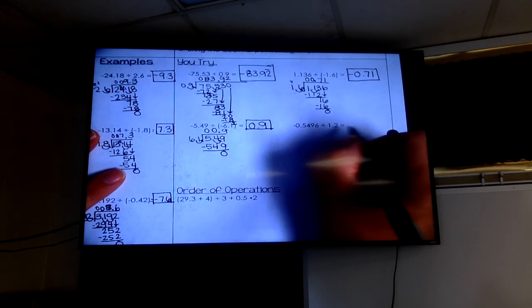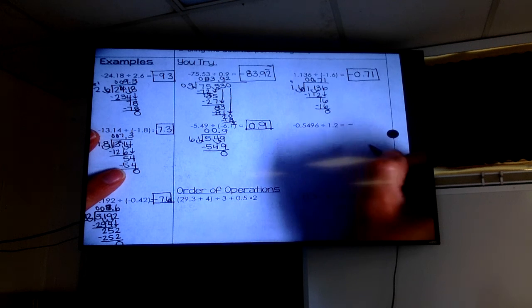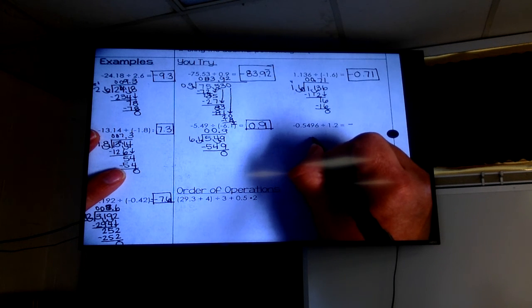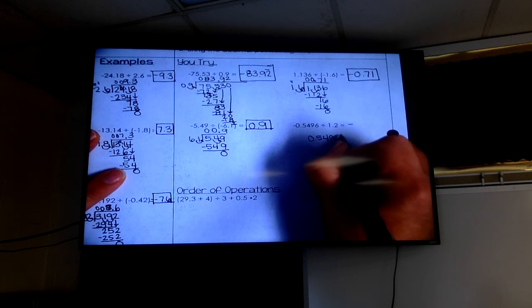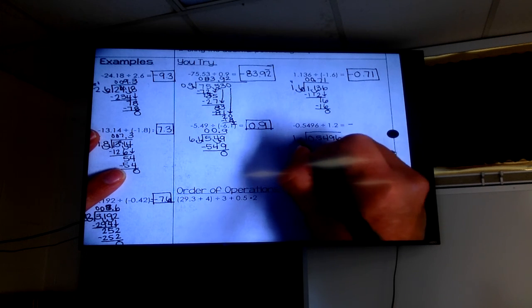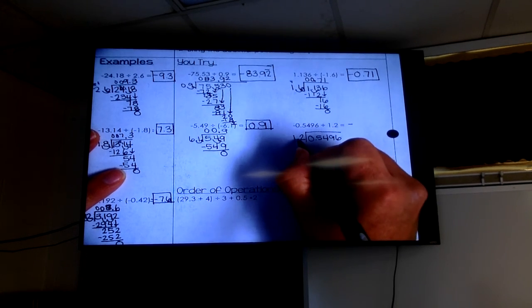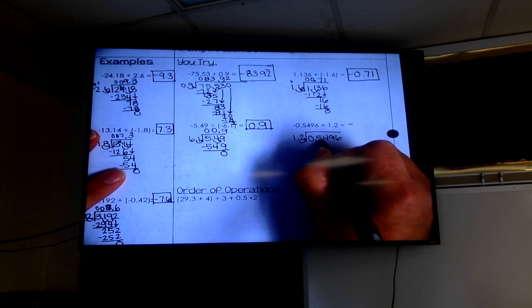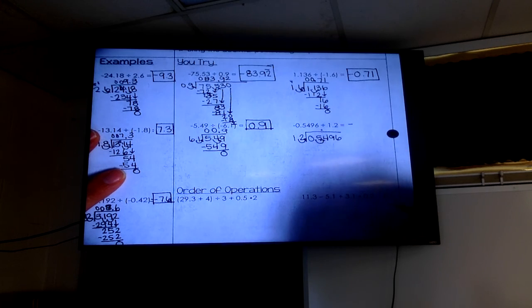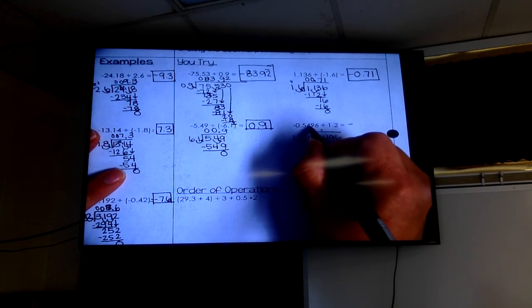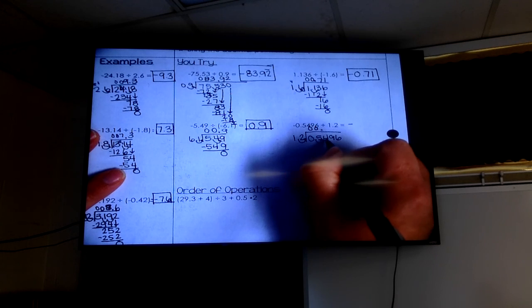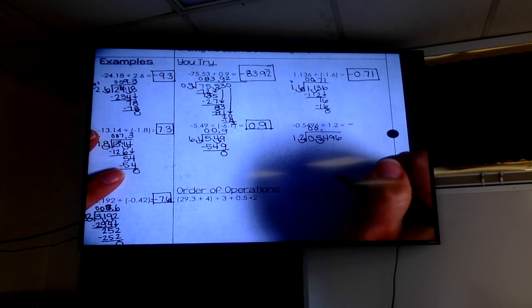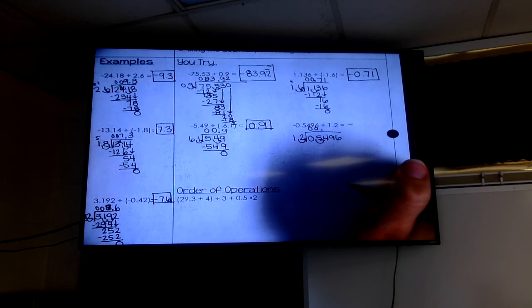Okay, last one. Negative divided by a positive is a negative. So I have 0.5496 divided by 1.2. Right? So move the decimal 1 place to the right in the divisor, which means I do it in the dividend and bring it straight up. 12 does not go into 0. 12 does not go into 5, but 12 does go into 54. And you should be able to count by 12s pretty easily.